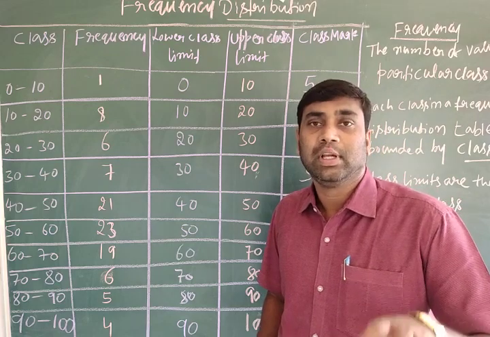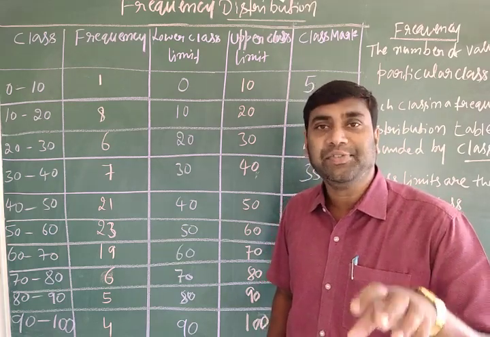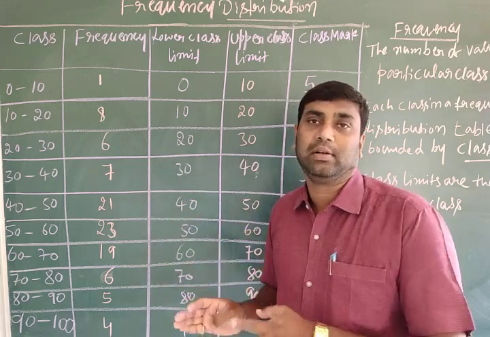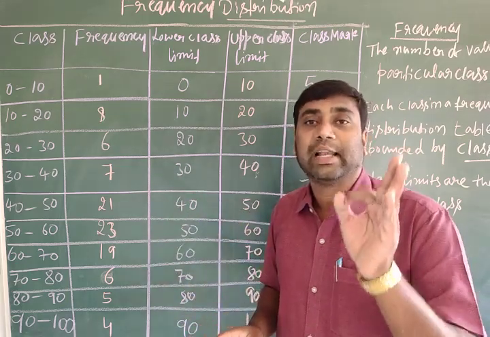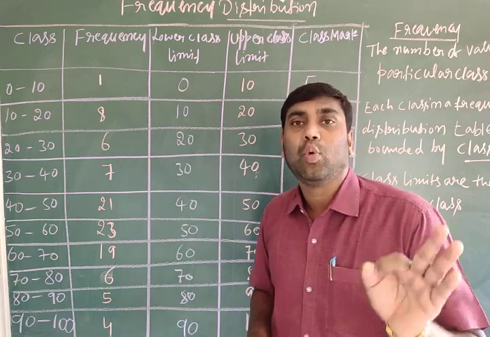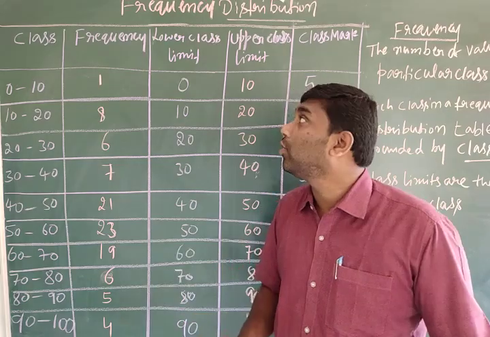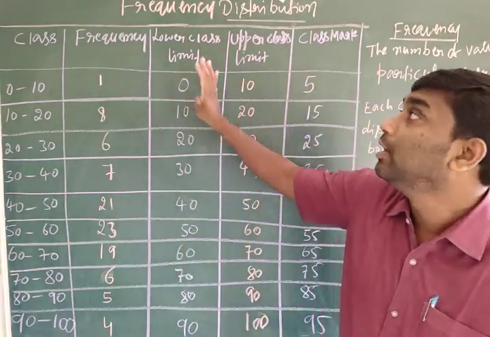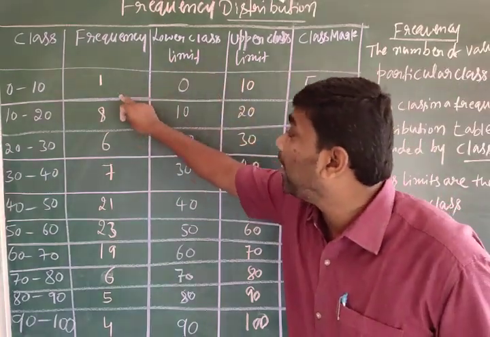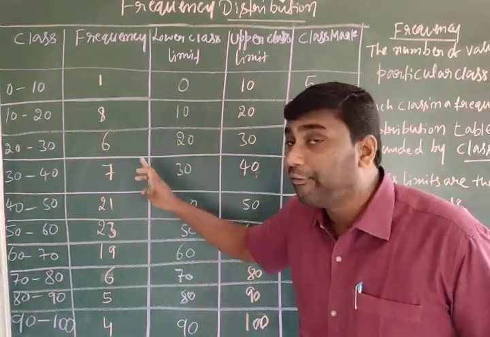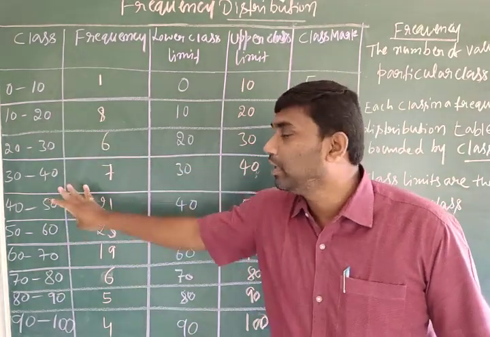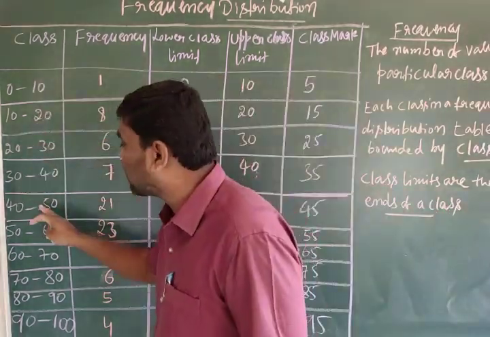Frequency distribution is a method of classifying the raw data of a quantitative variable. That is called frequency distribution. Frequency is nothing but the number of values in a particular class. These are called classes.